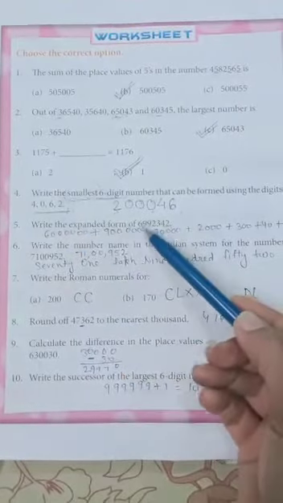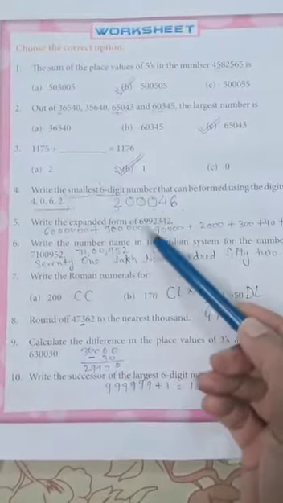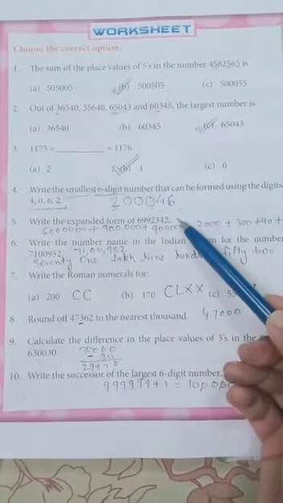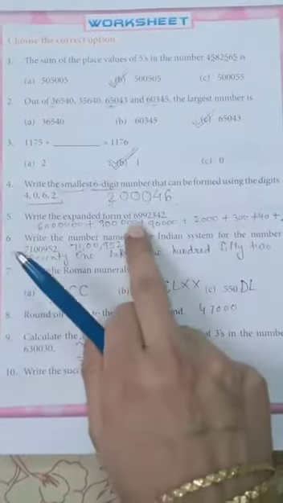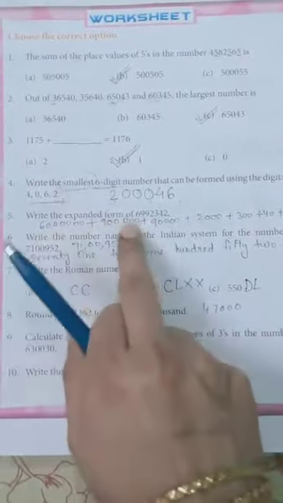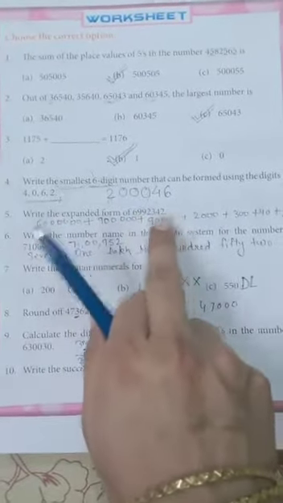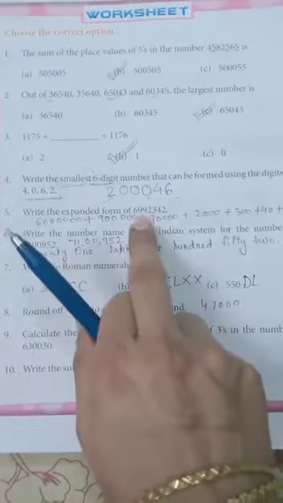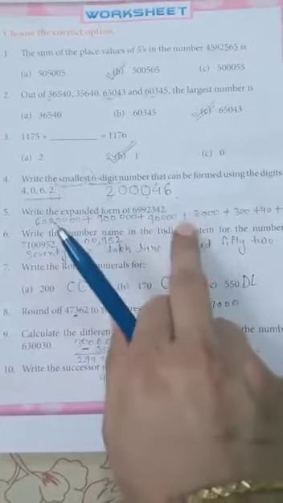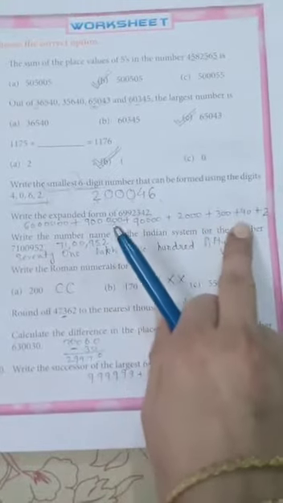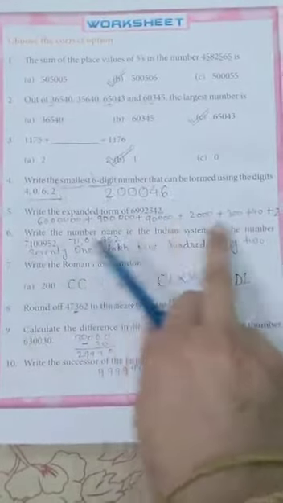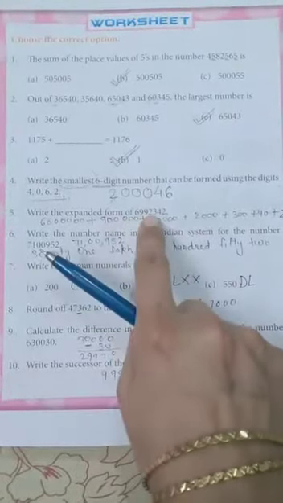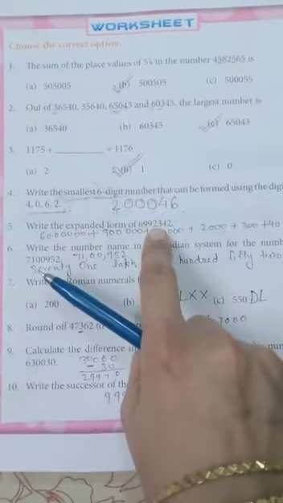Write the expanded form of 69,92,342. So very simple. First write here 6 and the remains will be 0, means 60 lakh, and then write here 9 and the remains will be 0, means 9 lakh. Again 90,000, then 2,000, then 300, then 40 and then 2. Okay, so it is your expanded form. And this is a standard form or short form. It is called the standard form and this is called the expanded form.